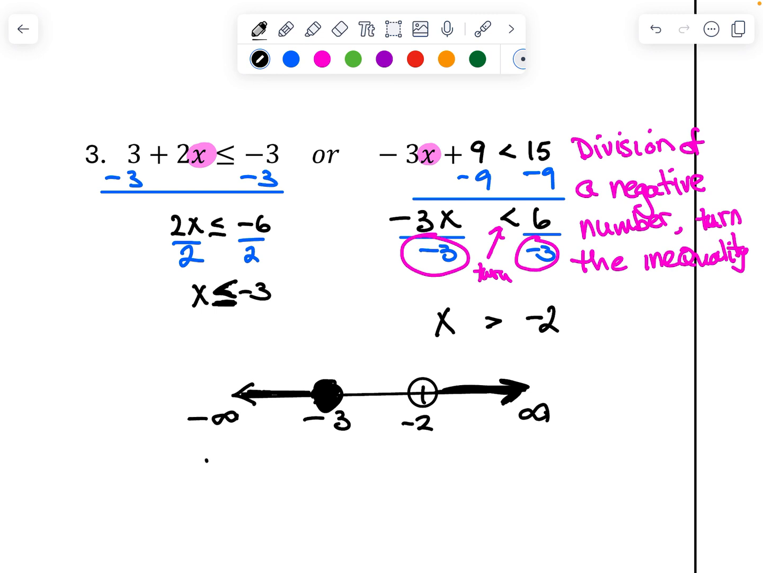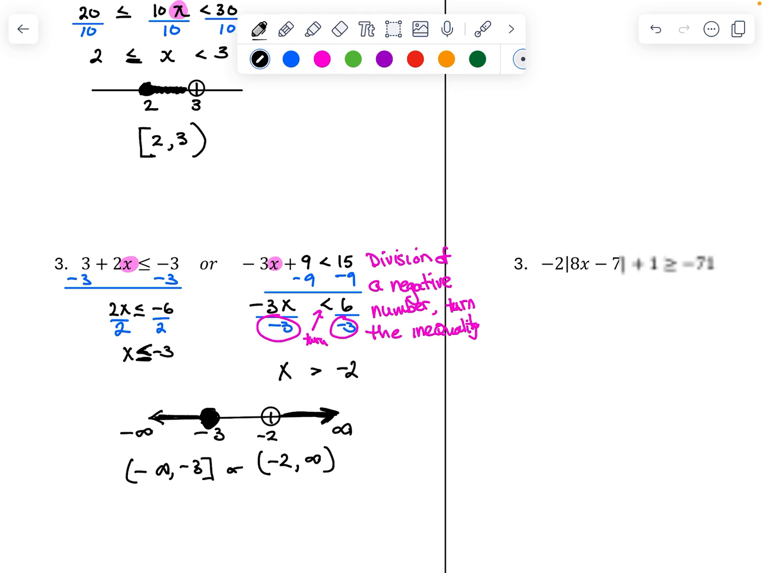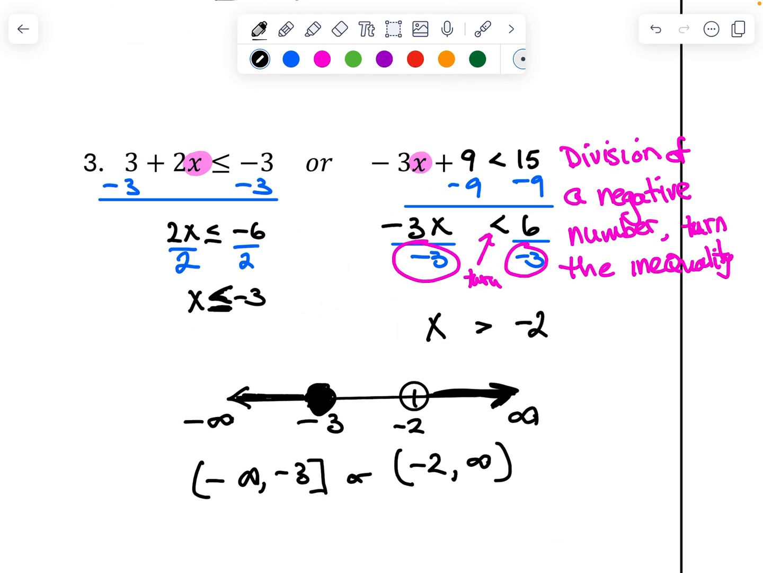So my answer is going to be negative infinity to negative 3, or parenthesis negative 2 to infinity. So that's going to be the answer, my friends, and that is exactly how you do those problems.